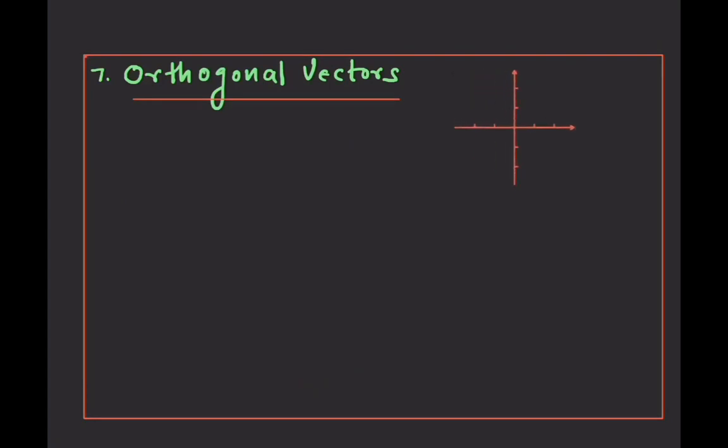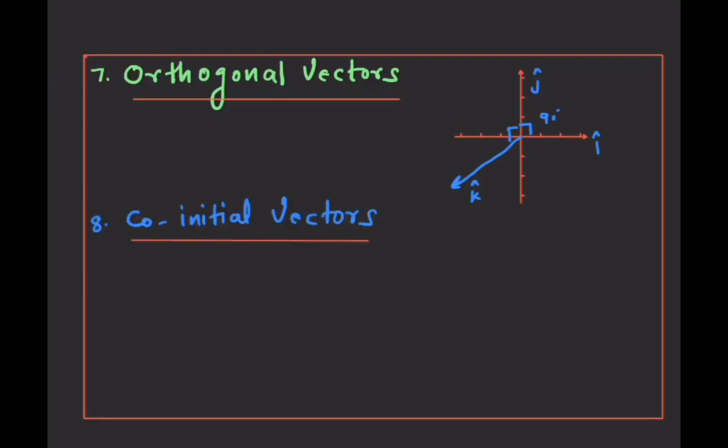Orthogonal vectors. Vectors which are perpendicular to each other are known as orthogonal vectors. Examples: here i cap, j cap and k cap. These 3 vectors are orthogonal. It means the angle between them is 90 degrees. They are mutually perpendicular to each other.